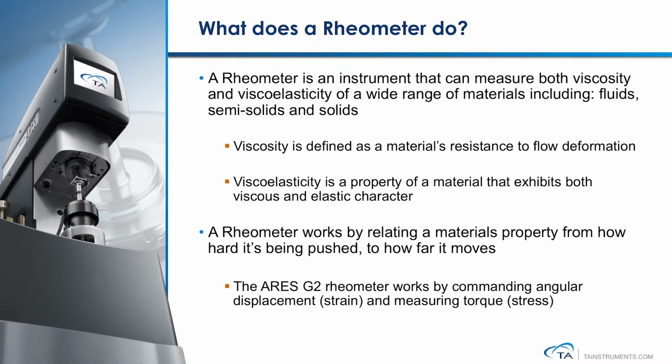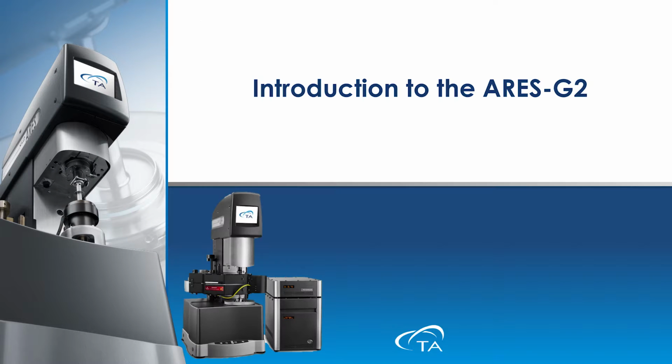A rheometer works by relating how hard a material is being pushed to how far it moves. The ARES-G2 rheometer does this by commanding an angular displacement, which is the raw signal for strain, and then measuring the torque, which is the raw signal for stress.